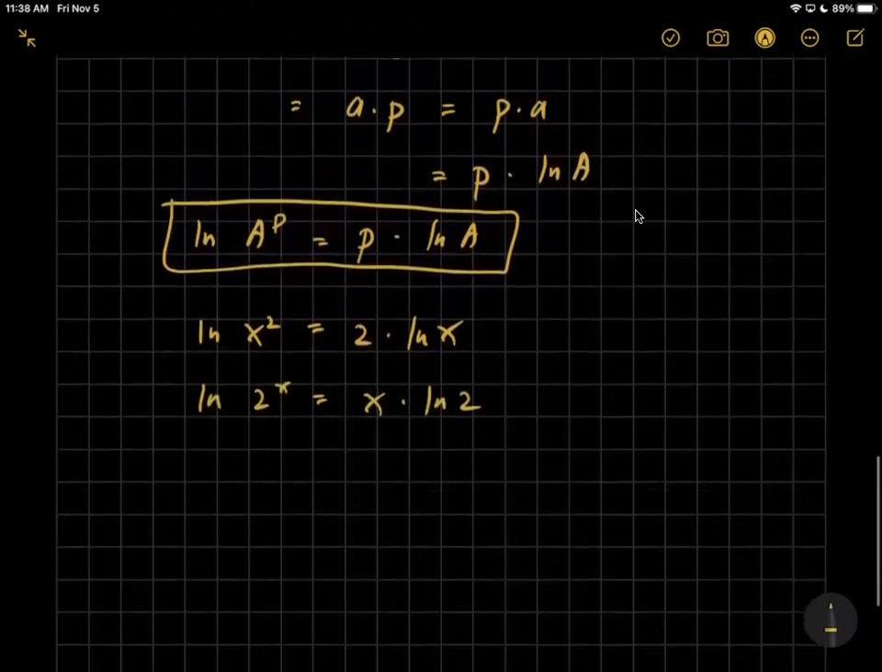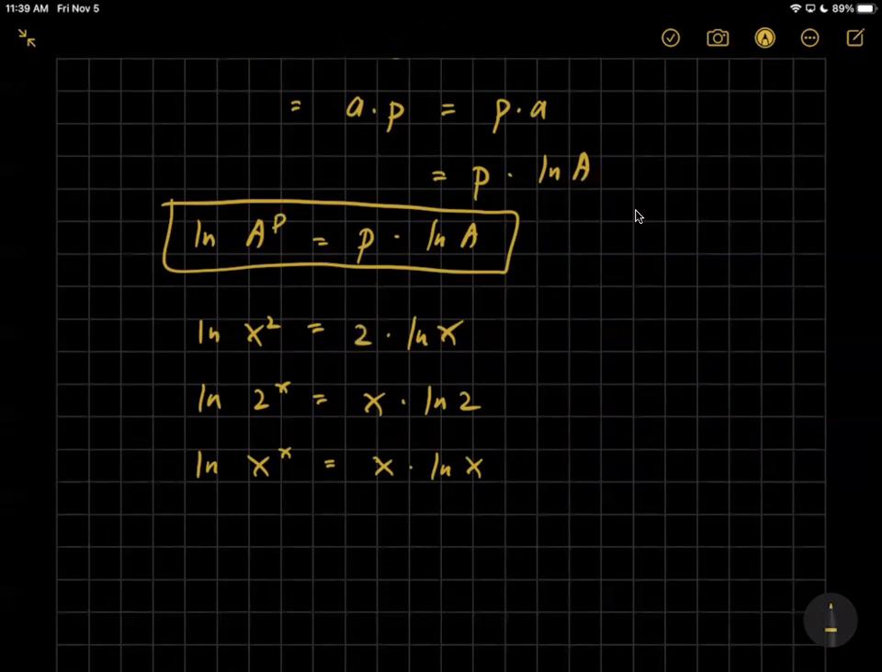Moderately useful, but where this is extremely useful in calculus is if I have something like that. It's neither a power nor exponential, it's a combination of the two. So what do I do? Well, I turn it into x times ln of x. So ln of x to the x would be x times ln of x. So we have a product that we can work with.